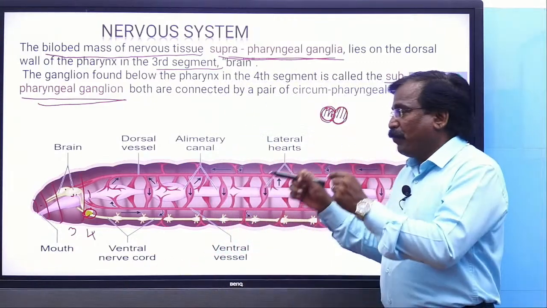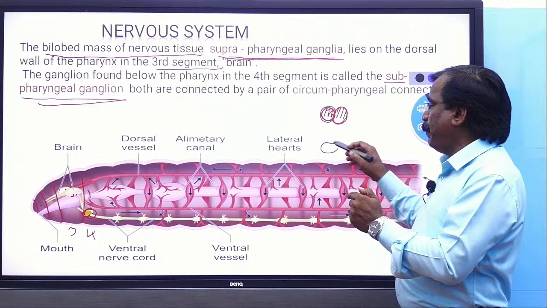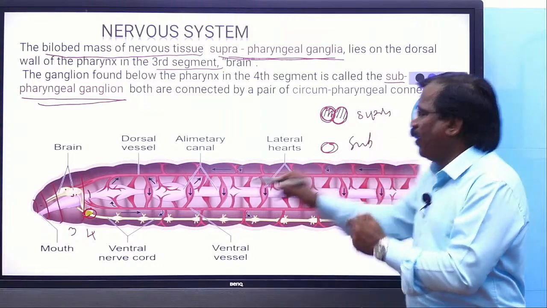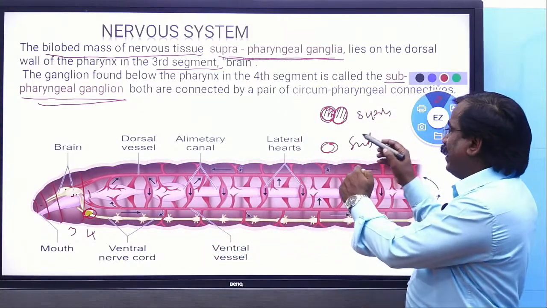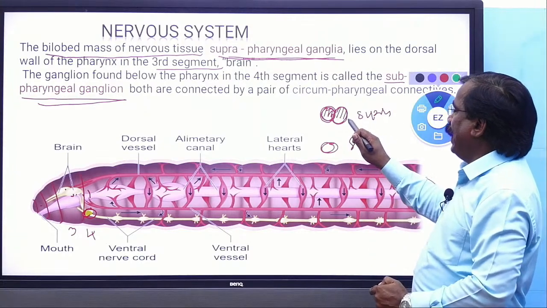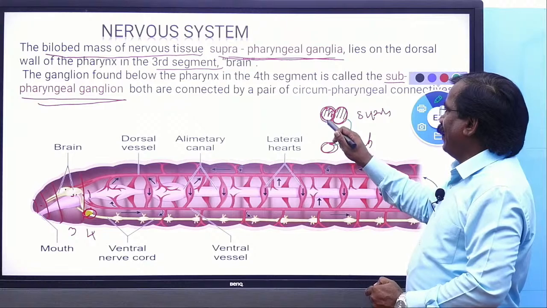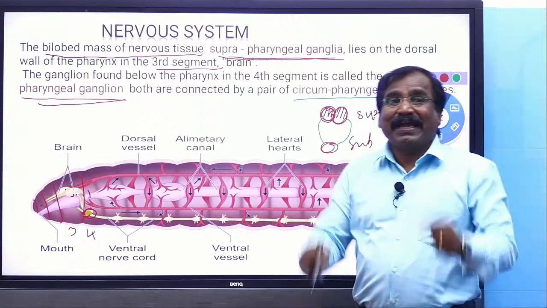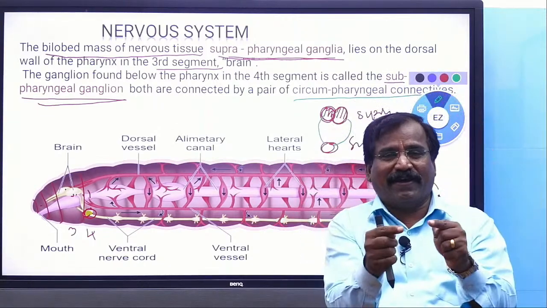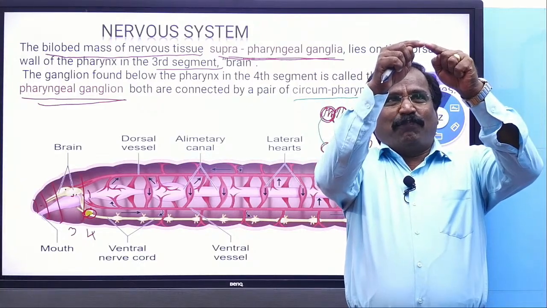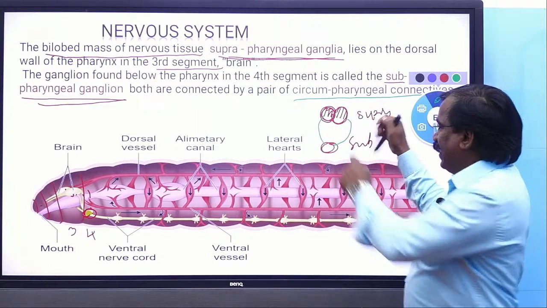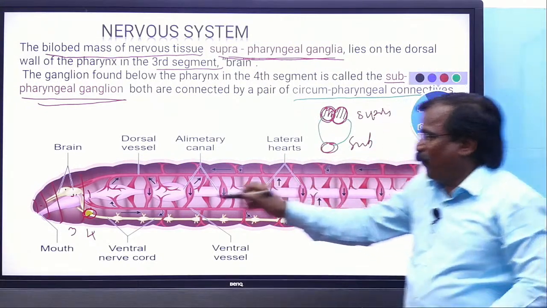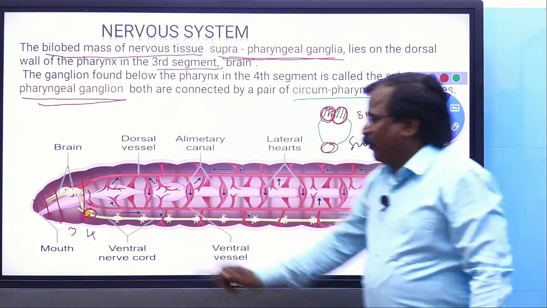Now both the suprapharyngeal and subpharyngeal ganglia are laterally connected by connectives called circumpharyngeal connectives. The connectives connect the suprapharyngeal ganglion and the subpharyngeal ganglion, forming a nerve ring. Okay, that's all. Very simple.